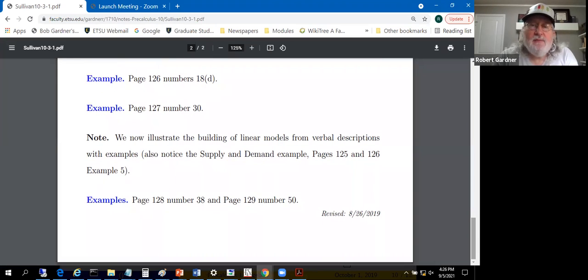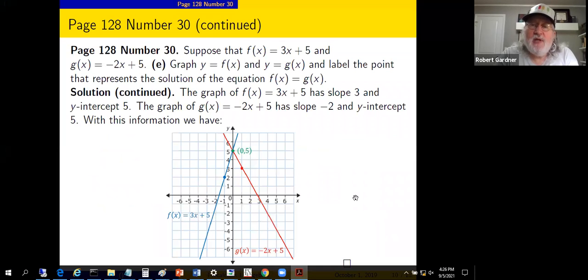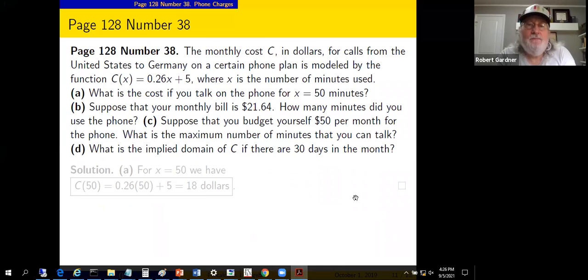Let's look at some building of linear models from verbal descriptions. That's how the book describes this stuff. Maybe call your attention to the supply and demand example, example 5 from the section. And let's do a couple of examples in the supplements that are somewhat related.